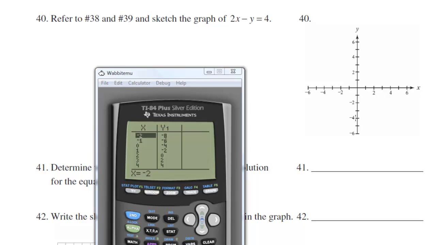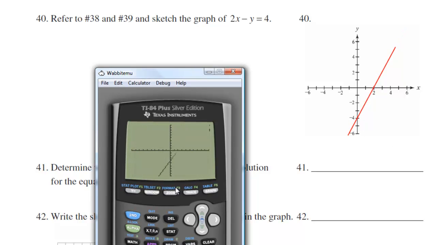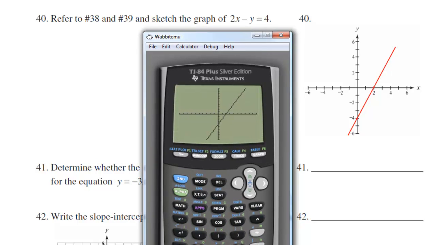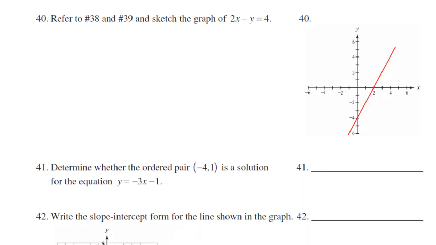So let's draw in our y-intercept and our x-intercept, and we're going to use those two intercepts to draw a line through the intercepts that gives us the graph of this equation. And if you want to just use your calculator, the graph key, then you can check your work. Notice that our graphs look the same.